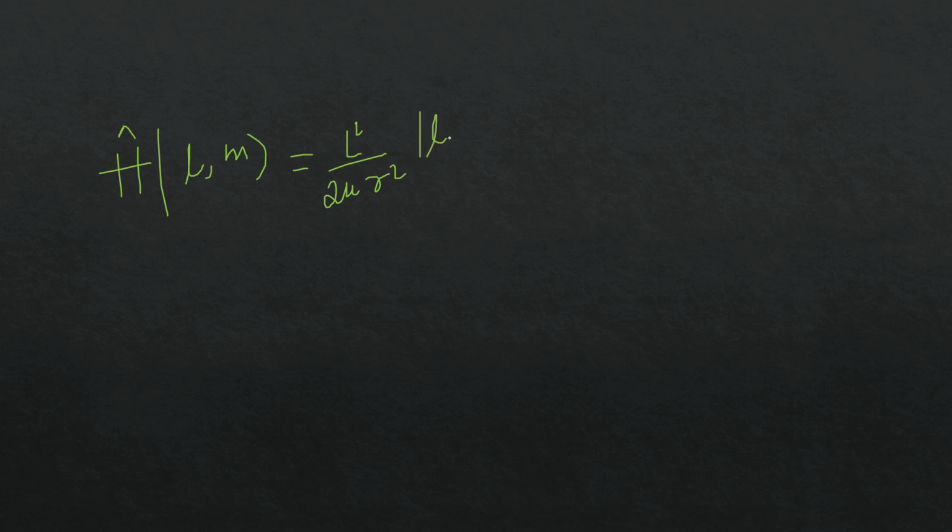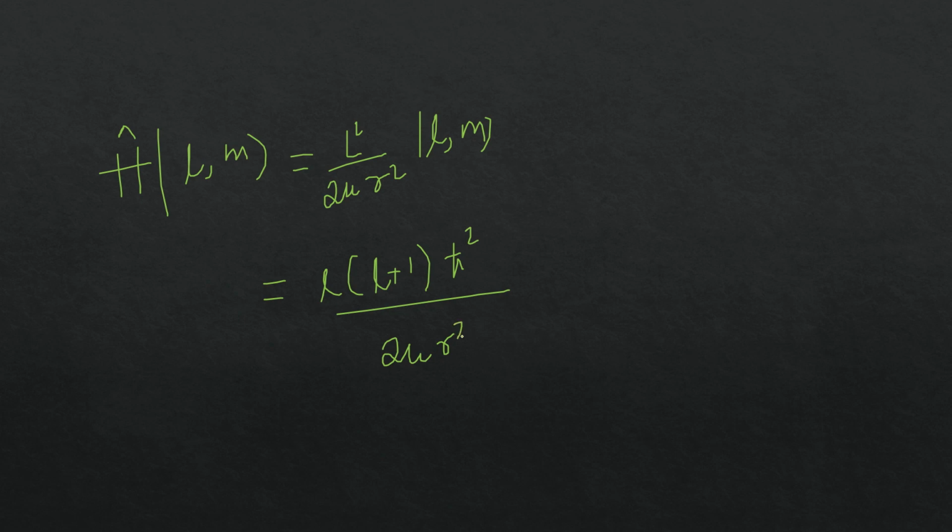So I can write the eigenvalue equation as H |L m> is equal to L square by 2 mu r square |L m>, because H is L square by 2 mu r square. The eigenvalue of L square is L into L plus 1 h cut square, and the eigenvalue of Lz is m h cut. We have studied this. Here L is the orbital angular momentum.